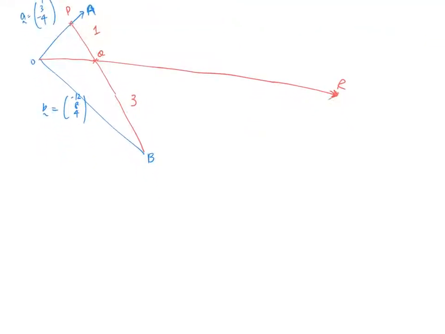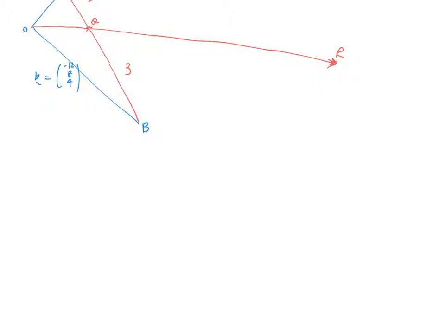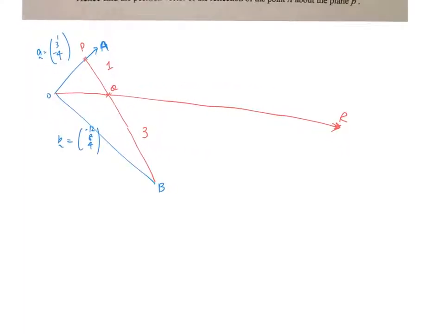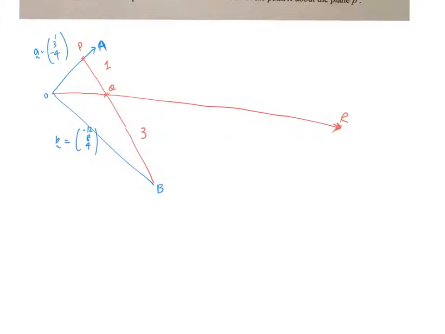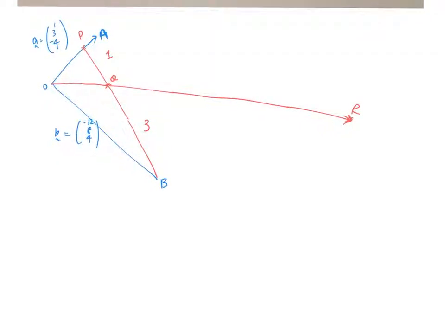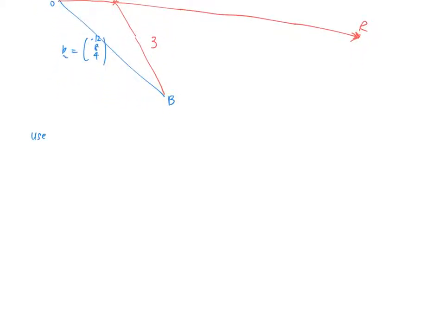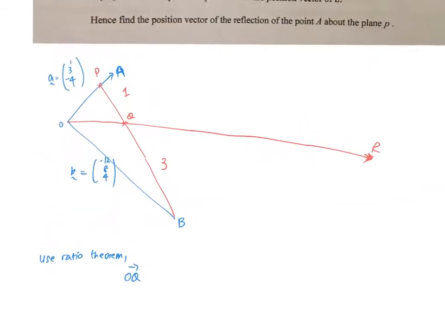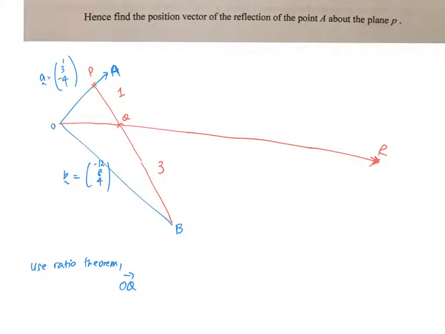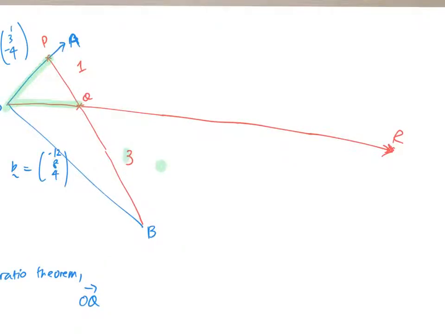Okay, so with that, let's look at how we can find our OR. To find OR, we need OQ. OQ is possible to find, because if I use the ratio theorem, OQ can be found. To find OQ, I can use 3 units of OP plus 1 unit of OB, divided by 4. So that's the ratio theorem here.